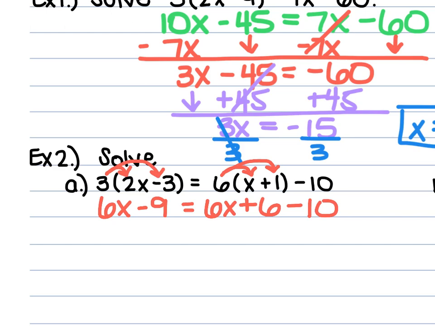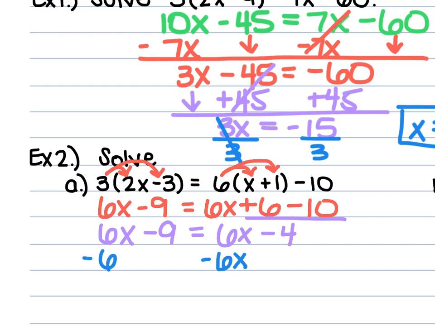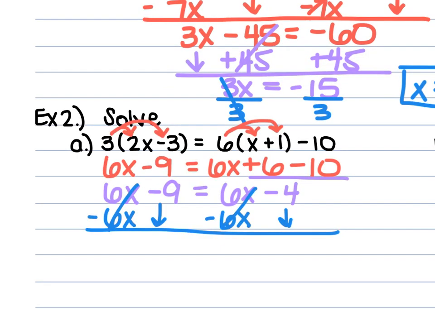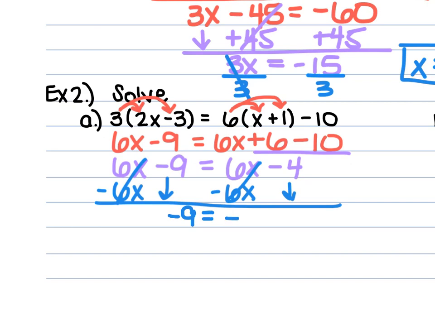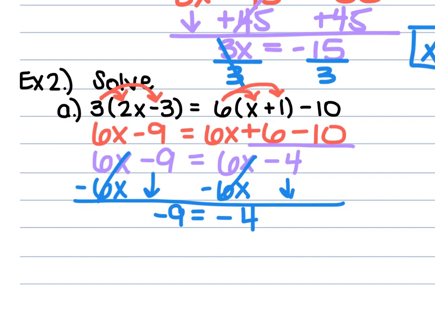Combine like terms on each side if you can. The 6x minus 9, you cannot combine anything. They're not like terms. The 6x plus 6 minus 10, you can combine the 6 and the negative 10. This is going to leave us with 6x minus 9 is equal to 6x minus 4. If we move the 6x over from either side, we're going to subtract it from both sides. They cancel out on each side. We drop down the negative 9 and the negative 4. Now we ask ourselves, is negative 9 equal to negative 4? No, that's not a true statement, so we have no solution.